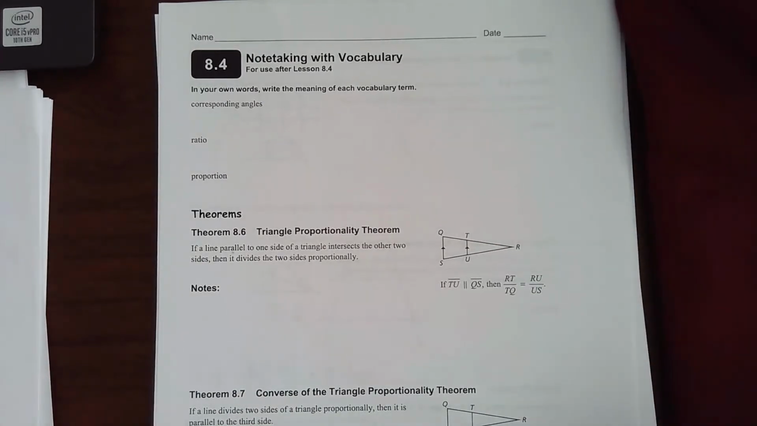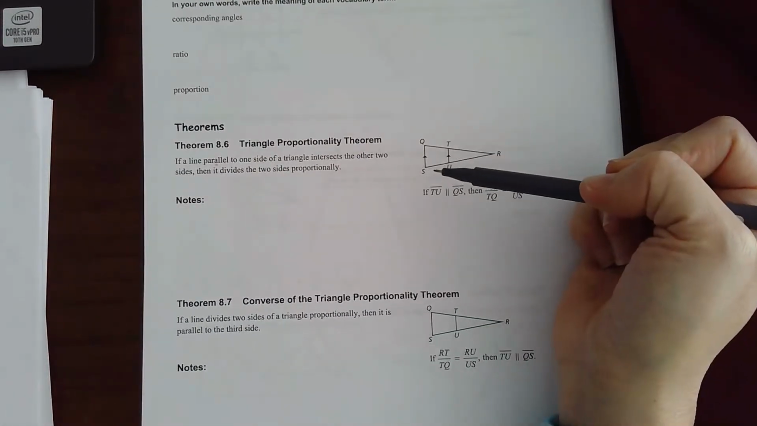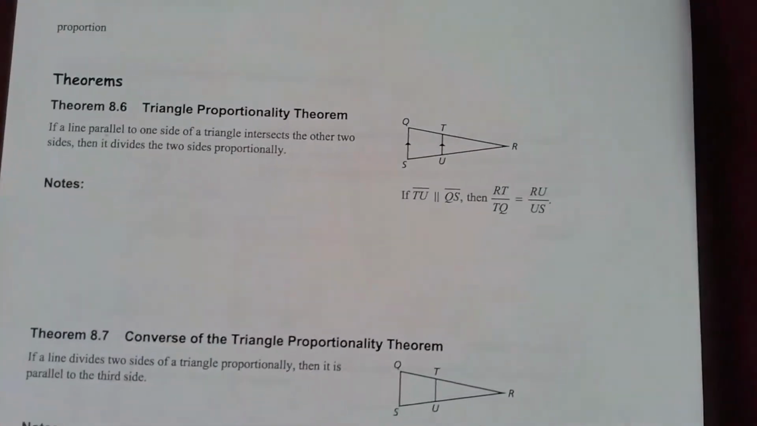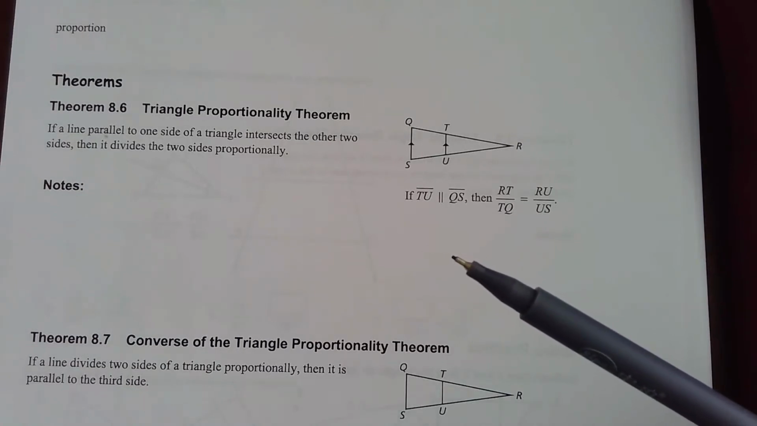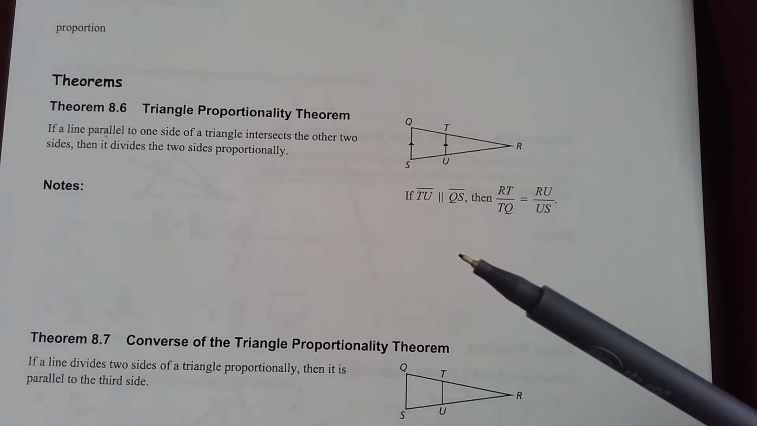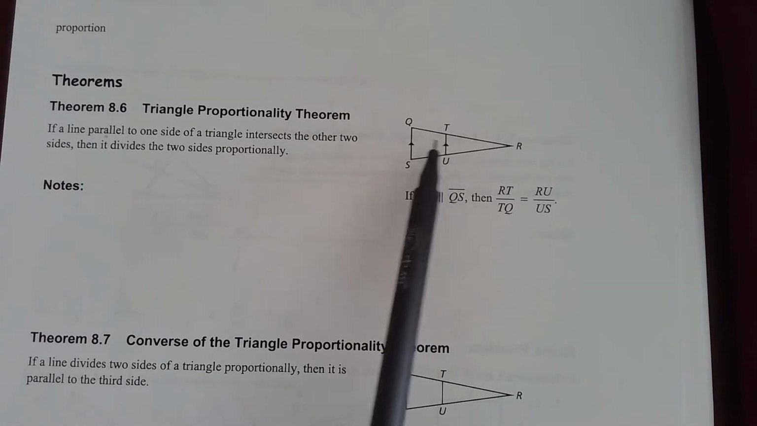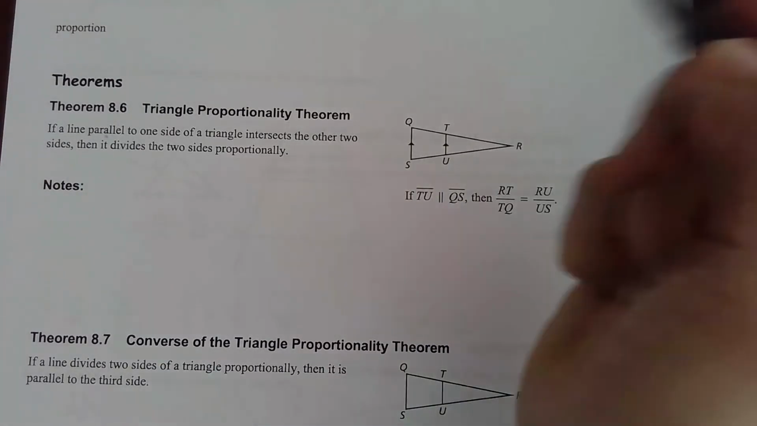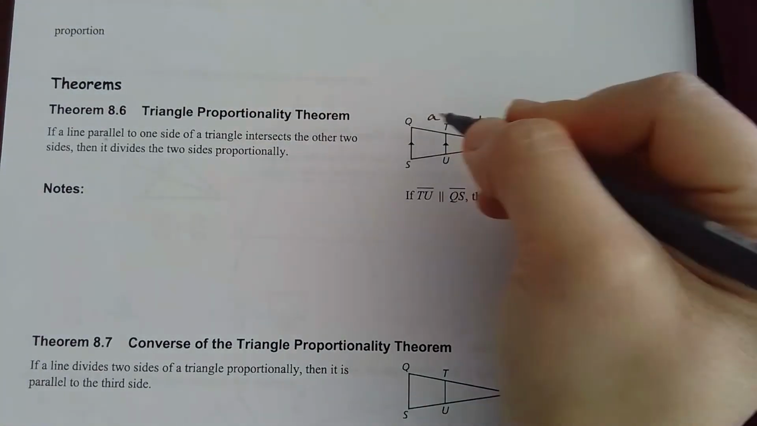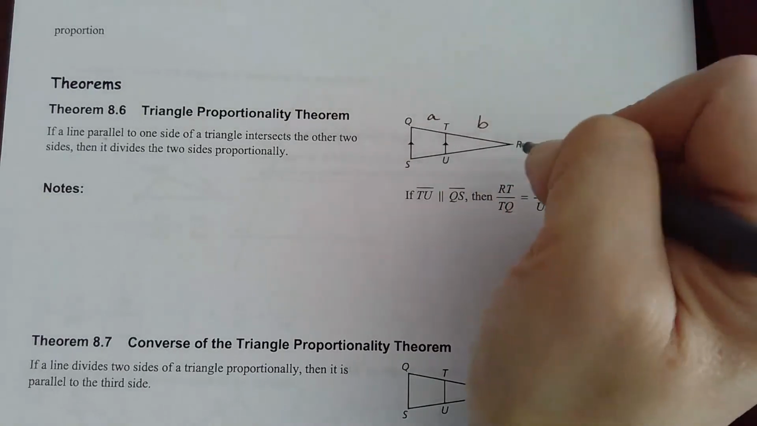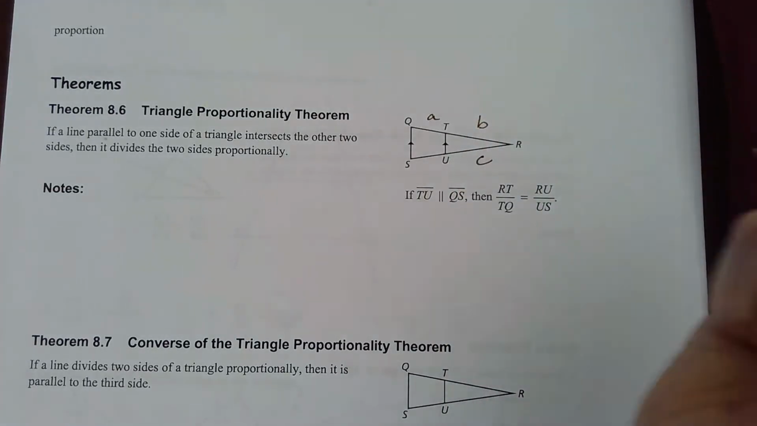So the first one, 8.6, says, if a line parallel to one side of a triangle intersects the other two sides, then it divides the sides proportionally. Let me say that again. If a line that's parallel to one side of a triangle intersects the other two sides, then it divides the sides proportionally. So that means TU and QS are parallel. Then this piece here and this piece here are proportionate. So R to T and T to Q is proportionate to R to U and U to S.